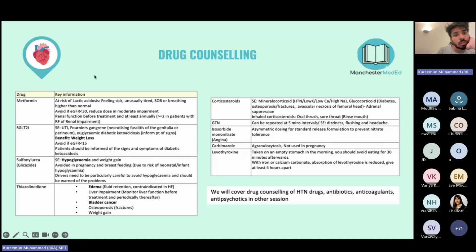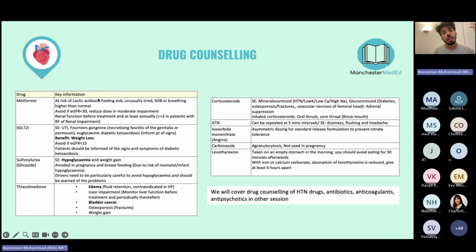And then carbimazole can cause agranulocytosis, where you're more at risk of infection. Next, levothyroxine. Well, it's taken on an empty stomach. You should avoid eating for 30 minutes afterwards. And remember that with iron or calcium carbonate, the absorption of levothyroxine is reduced, so you keep them at least 4 hours apart.